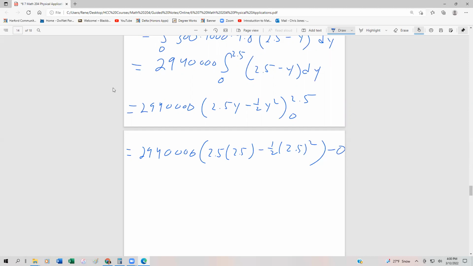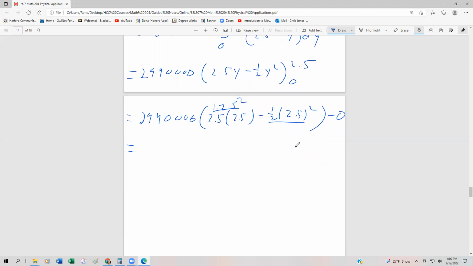All right. And if we throw all of that in, let me just go ahead. And we know that this is 2.5 squared, all right. And I'm going to use that trick from before. This is 1 times 2.5 squared, and this is 1/2 of 2.5 squared, all right. So really what we get is 2,940,000 times 1/2 of 2.5 squared. All right, so that makes it a little bit easier to be able to punch into the calculator.